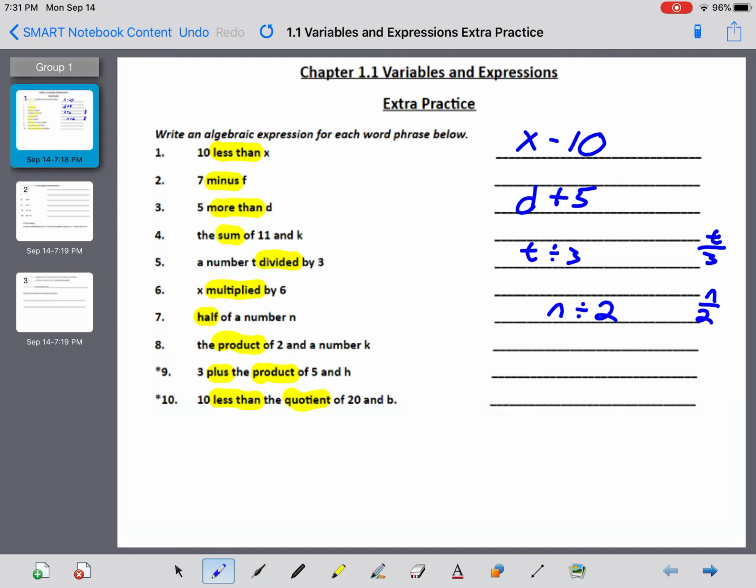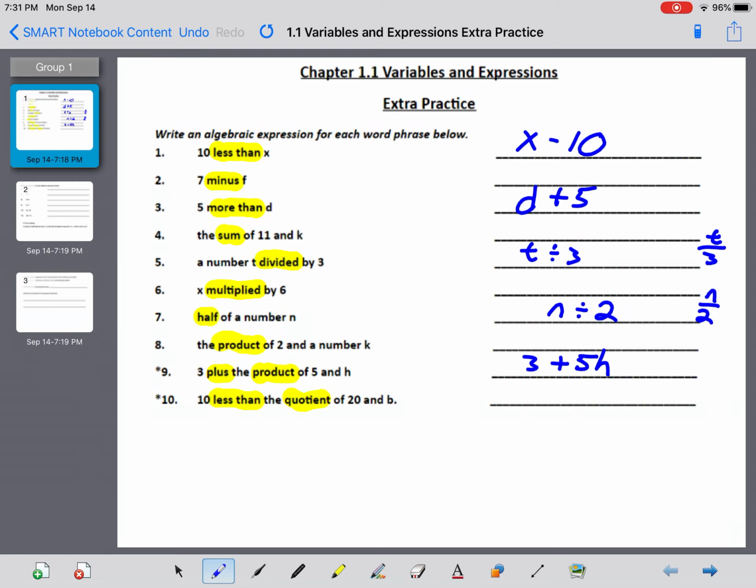Number 9, notice it has a star next to it. That just means it's a little more difficult. 3 plus the product of 5 and h. Well, 3 plus product is the result of multiplication. So 5 and h would be 5h. 5 times h.